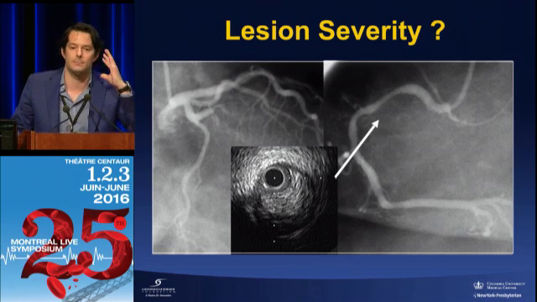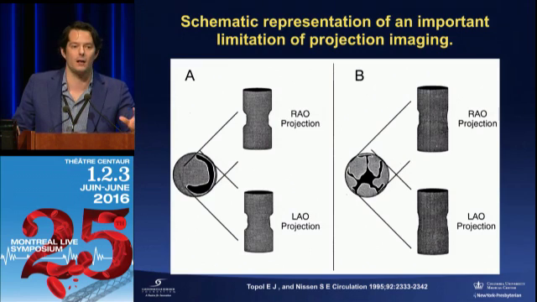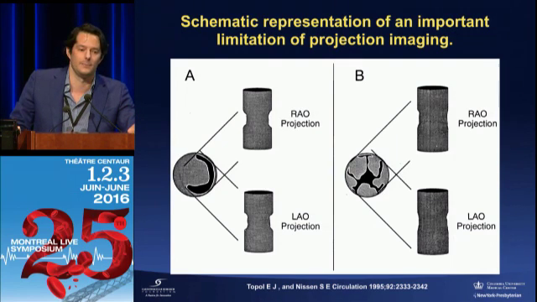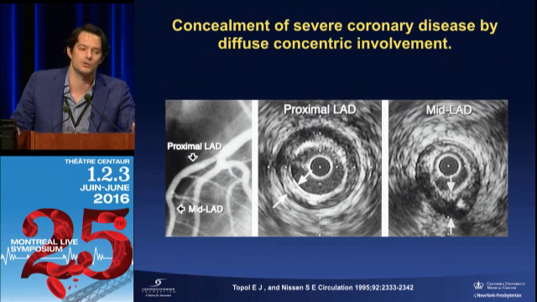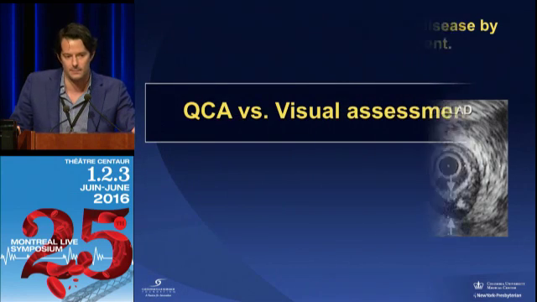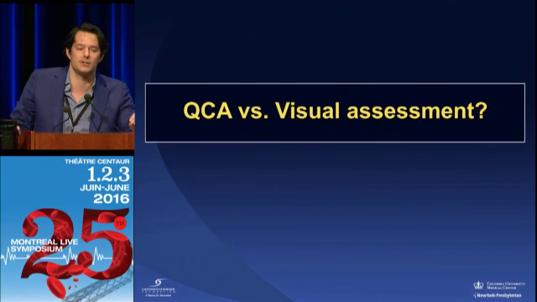So I think it's very important to keep in mind that the angiogram is not the ultimate gold standard for lesion severity, mainly because we're limited by the projection, and it's only a luminogram, more than intravascular imaging. And you can see here, if you do intravascular imaging, you're going to see much more disease than you can see by angiogram. Quick words on QCA versus visual assessment.